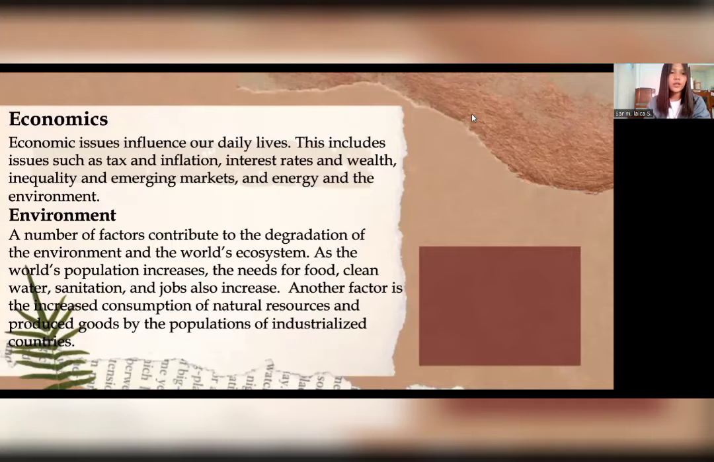So under globalization, here is economics. Economic issues influence our daily lives. This includes issues such as tax and inflation rates, interest rates and wealth, inequality and emerging markets, and energy and environment. So events in one country can affect other countries around the world. For example, if there is an adjustment in the Philippine stock market, of course, the companies owned by other countries under that stock market will be affected as well. The whole companies will be affected.